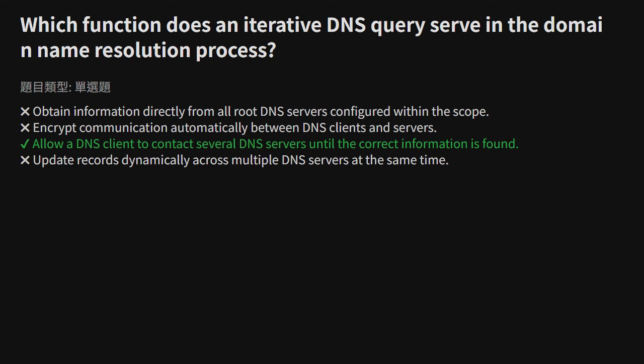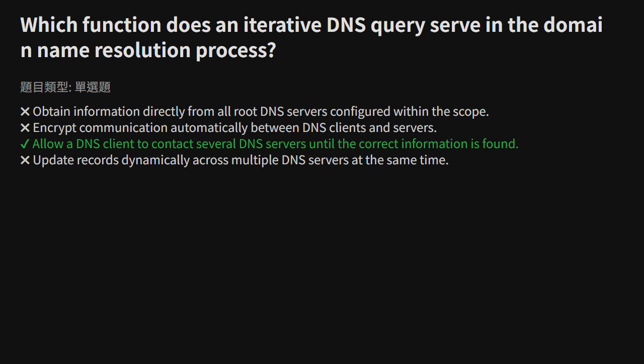Let's trace this. Your local DNS asks a root server for example.com. The root server replies with a referral to the .com top-level domain server. Your local DNS then asks the .com TLD server, which refers it to example.com's authoritative server. Finally, your local DNS asks the authoritative server, which provides the actual IP address. Your local DNS then returns this IP to your computer.